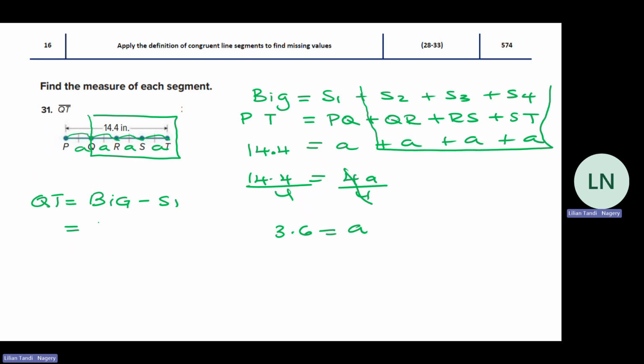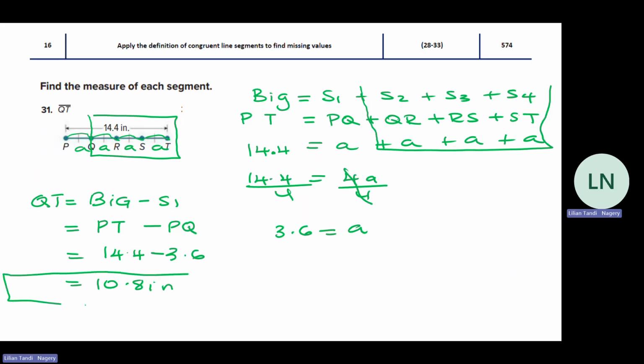So big is how much? PT minus PQ. And that will give me 14 and 4 tenths minus 3 and 6 tenths. Okay, and that should give me 10 and 8 tenths inches. And this is my answer for QT. I can do it like that.